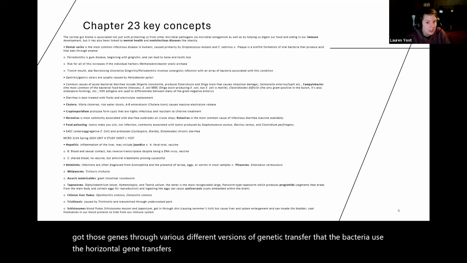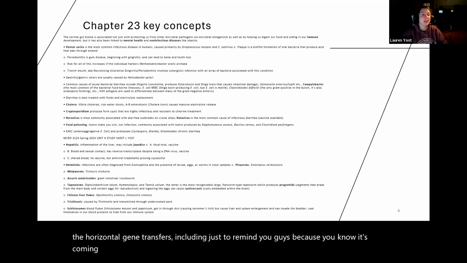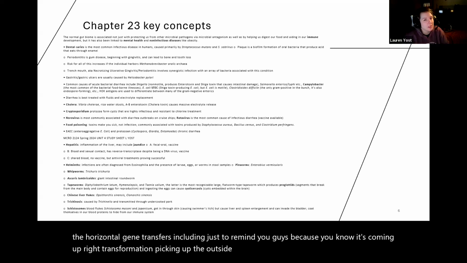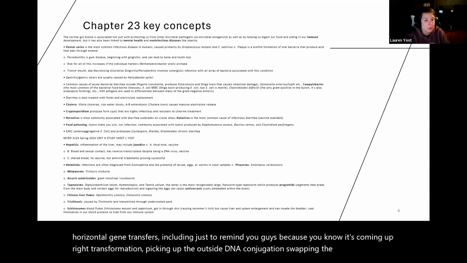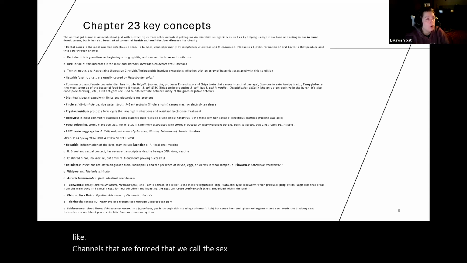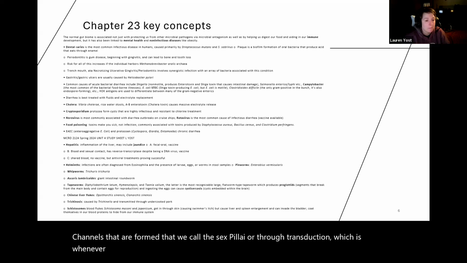including, just to remind you guys, because you know it's coming up, right? Transformation, picking up the outside DNA, conjugation, swapping the DNA through the channels that are formed that we call the sex pili, or through transduction, which is whenever viruses transmit the DNA.